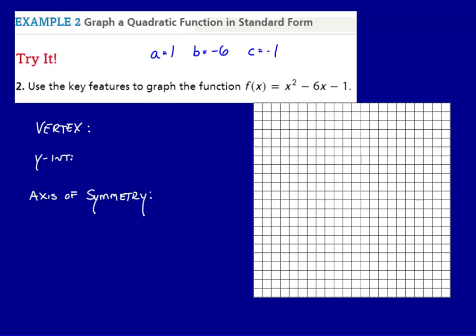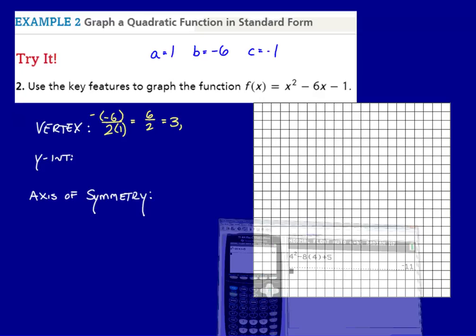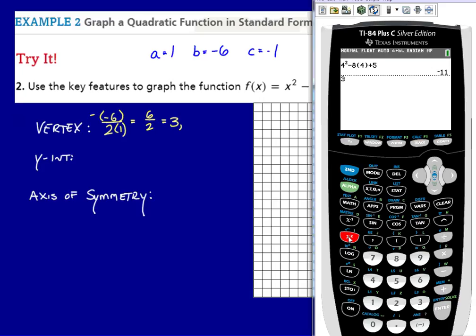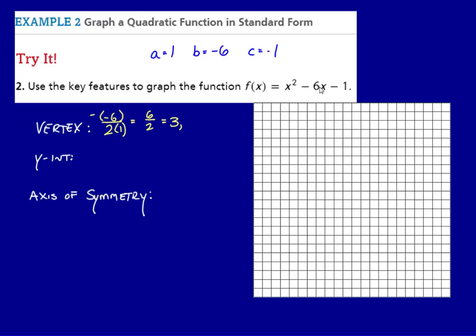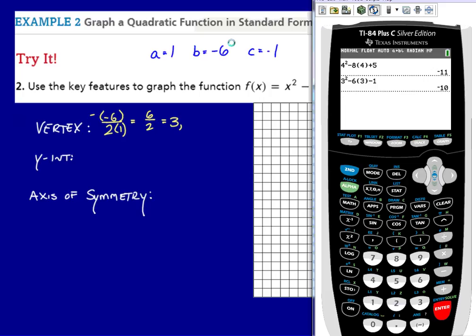So, negative b over 2a would be negative of a negative 6 over 2 times 1, which is 6 over 2. So it's 3, comma, and I'm going to use my calculator just to plug it in. It's going to be 3 squared minus 6 times 3, and then minus, not negative, minus 1. I believe that was the right order. 3 squared minus 6 times 3 minus 1. And I'm going to hit enter, and my vertex is 3, negative 10.